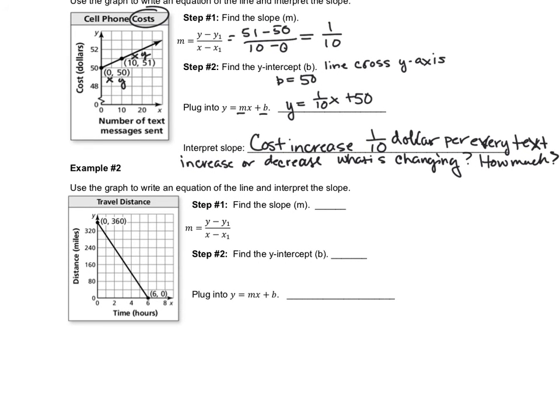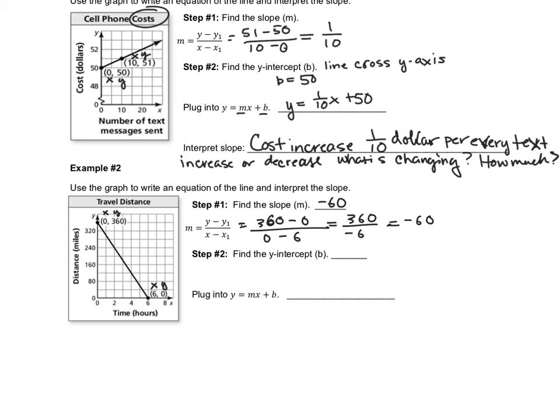Example number 2. Use the graph to write an equation of a line and interpret the slope. So first we have to find the slope like we did for example 1. So we have an x and a y here, and we have an x and a y there. So we are going to plug in our points. 360 minus 0 over 0 minus 6. So 360 over -6, which is equal to -60. So our slope is -60.